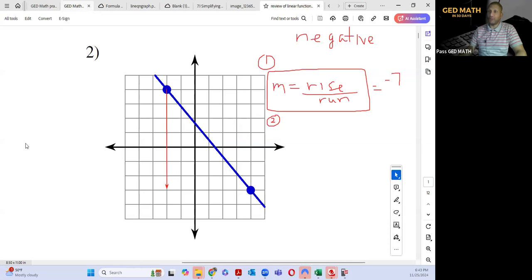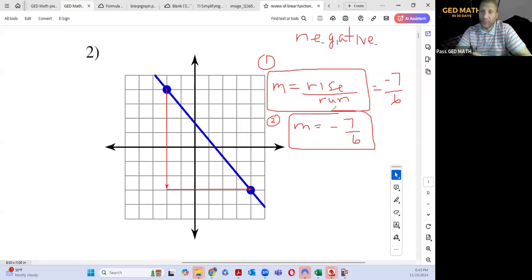My run, I now have to go to the right. 1, 2, 3, 4, 5, 6. My run is a +6. So my slope for this line is -7/6. That's how you find a slope from a graph. So on the GED exam, you have to know how to find a slope from 2 points, slope from a graph, slope from an equation, slope from a table.